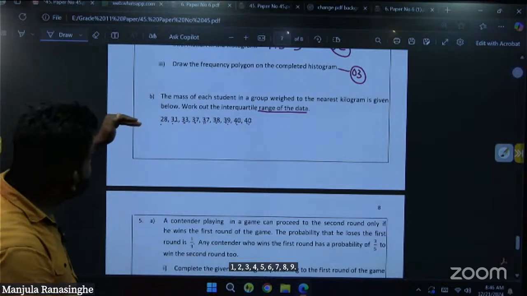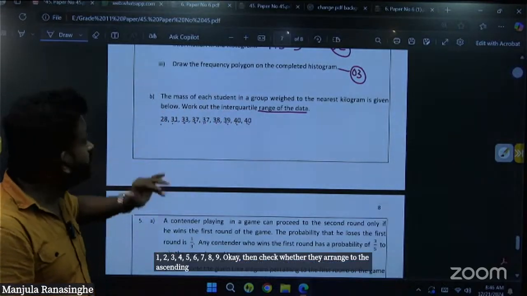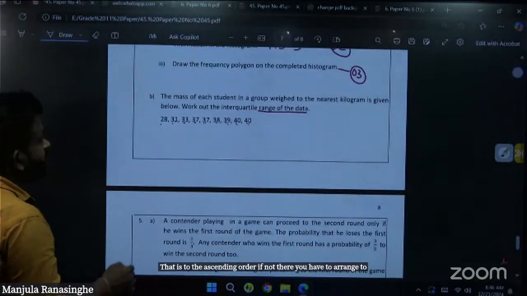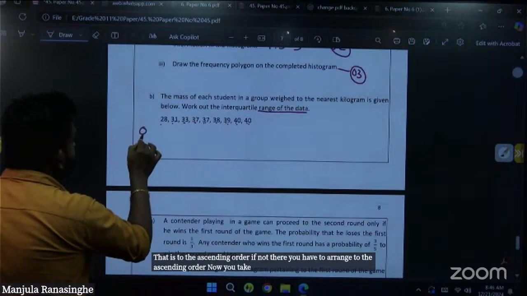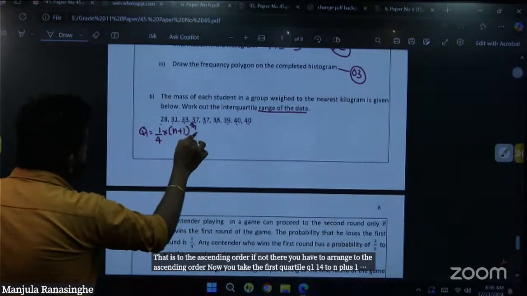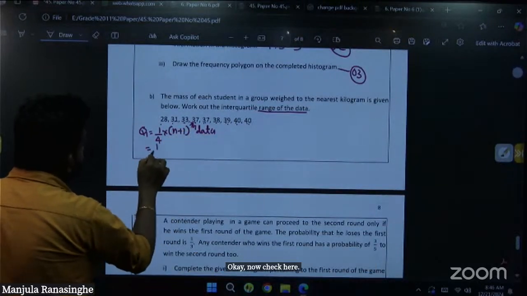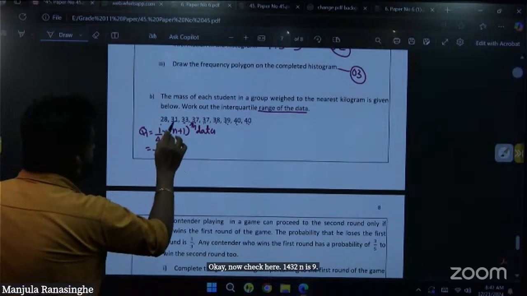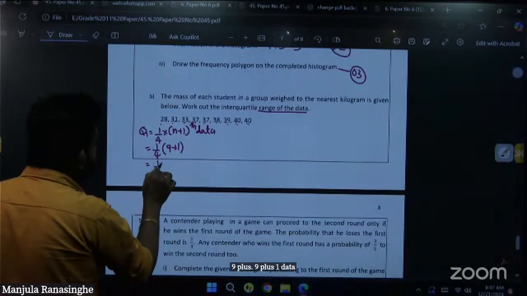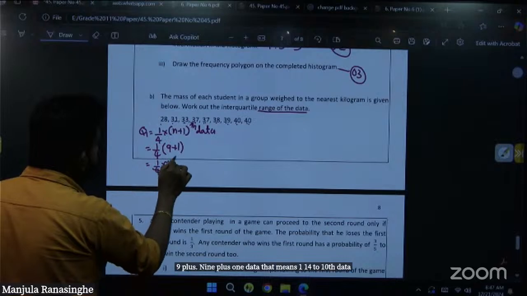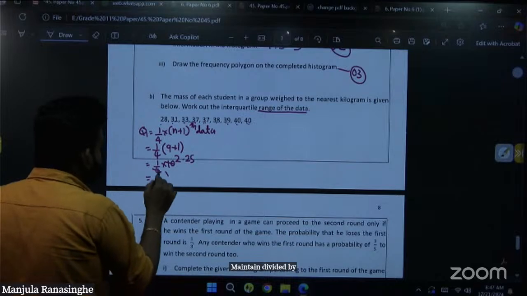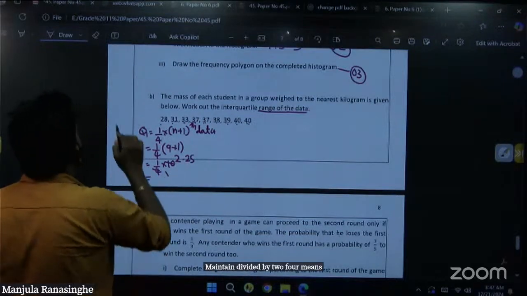Then check whether they are arranged in ascending order. Yes, that is in ascending order. If not, you have to arrange them in ascending order. Now you take the first quartile Q1, which is 1/4 times (n plus 1)th data. Now check here: n is 9, 9 plus 1 is the 10th data, so 1/4 of 10 gives you 2.25. When 10 is divided by 4, it means 2.5, right? 2.5.